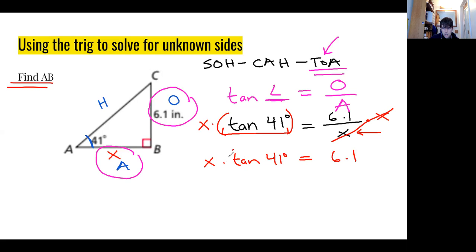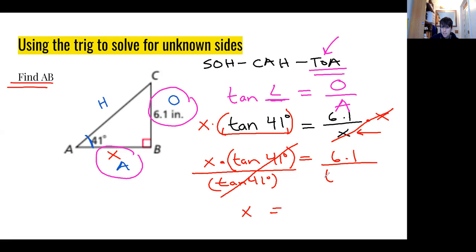Now again, tangent of 41 here is just some number, some sort of a decimal. So since we have x times this number, to get rid of that number, we just have to divide by it. So we're dividing by the tangent of 41 degrees. That is going to cancel out, keeping us with x. And we have to do that on both sides. This is where we keep it exact for as long as possible. Here is the point where we actually have to perform some calculations.